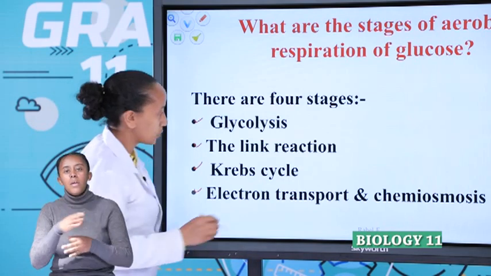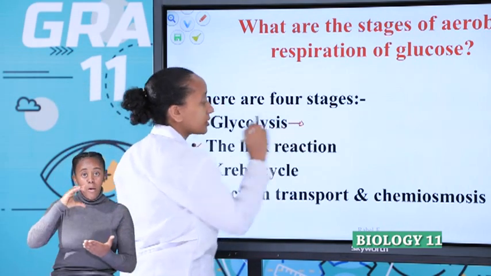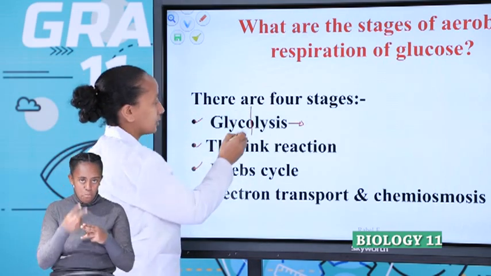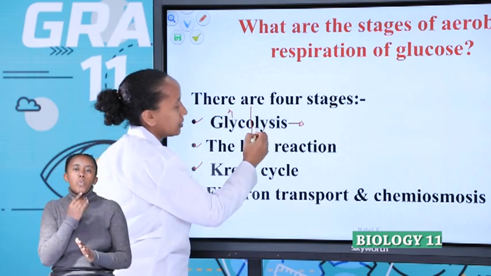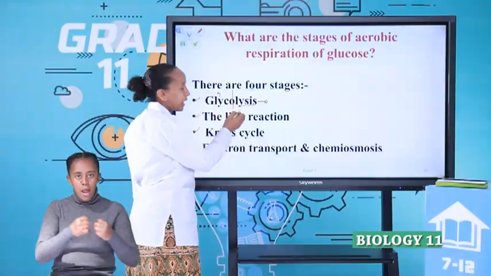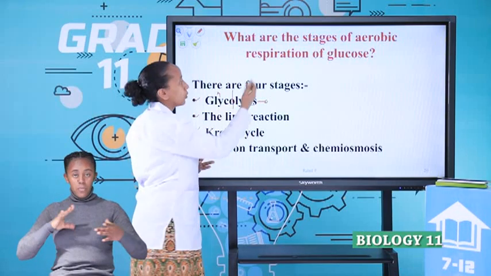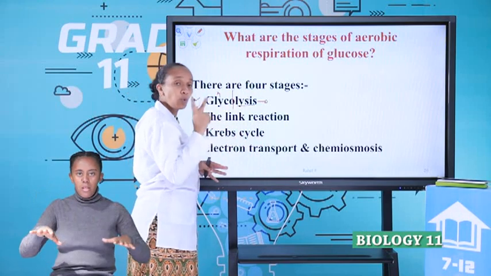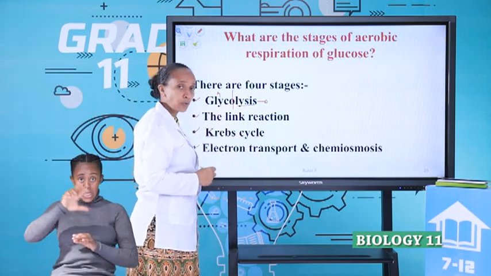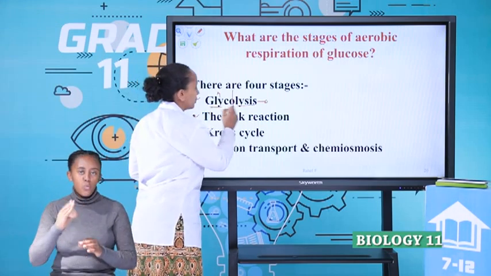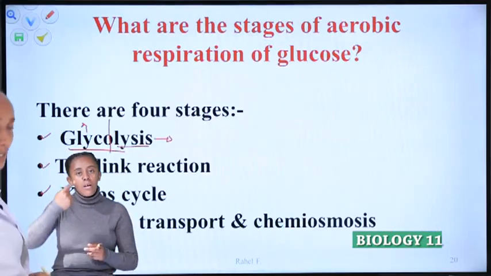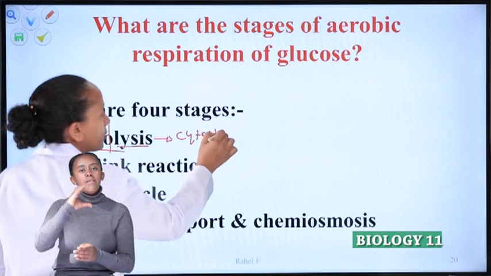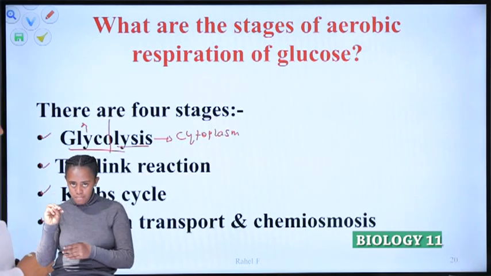Glycolysis is the first stage of cellular respiration, and from its name, glyco stands for sugar, and lysis is breaking. Therefore, in glycolysis, what will happen? Sugar, or glucose in our case, will break down, or split, into 2 molecules of a 3-carbon compound, or a 3-carbon sugar. That's why the process is said to be glycolysis. This process takes place in the cell cytoplasm.